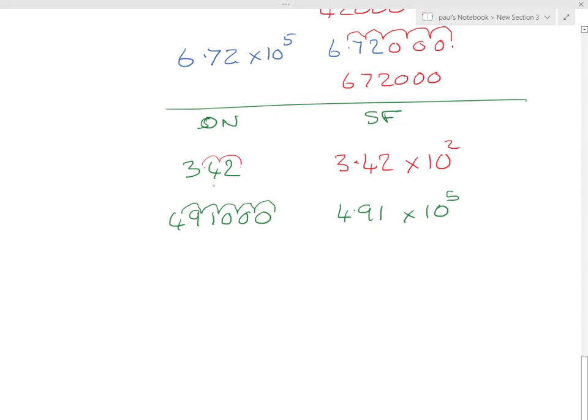Can we do an ordinary number as a decimal number? Well, we could do, I don't know, let's say 4.2. That's the easiest one. It's going to be 4.2 times 10 to the 1. Right, so that's all big numbers. So let's do some small numbers.